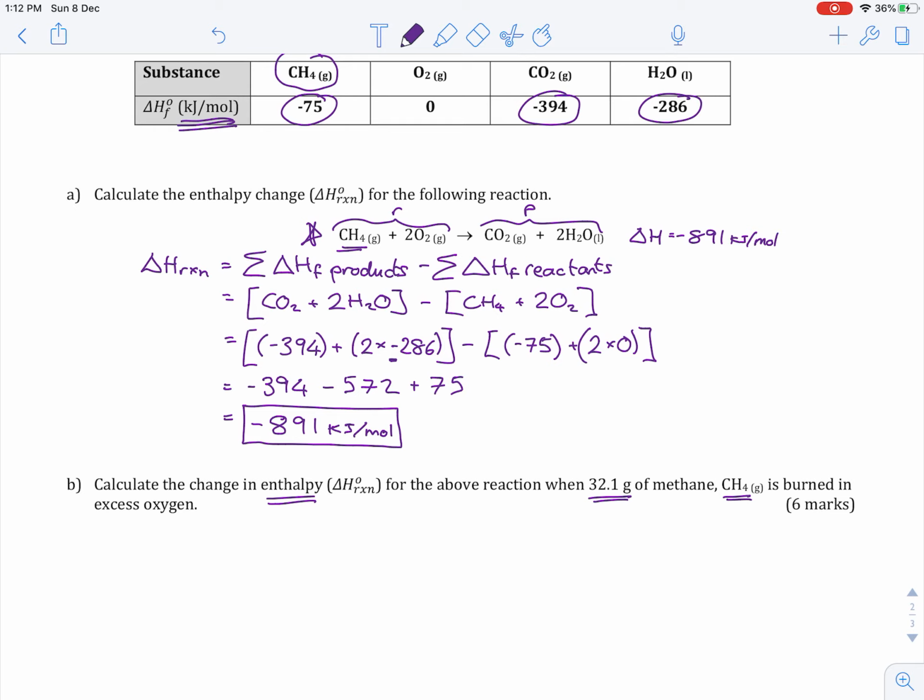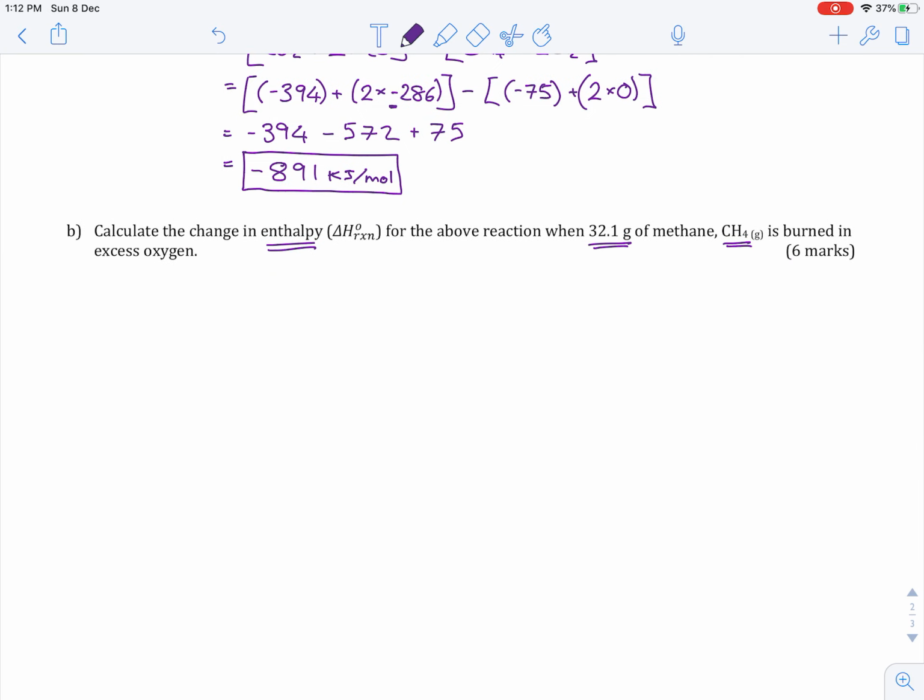So you can be thinking, if you know that 1 mole of methane has a delta H of that, then what's a different amount of methane going to give you as an enthalpy? So you should be thinking now, you can't keep it as a gram, as a mass. You need to change it to moles, and then you'll be able to use the above ratio to work out your answer. So you've got a mass of methane. What you're going to be doing, first of all, is changing it to moles of methane.